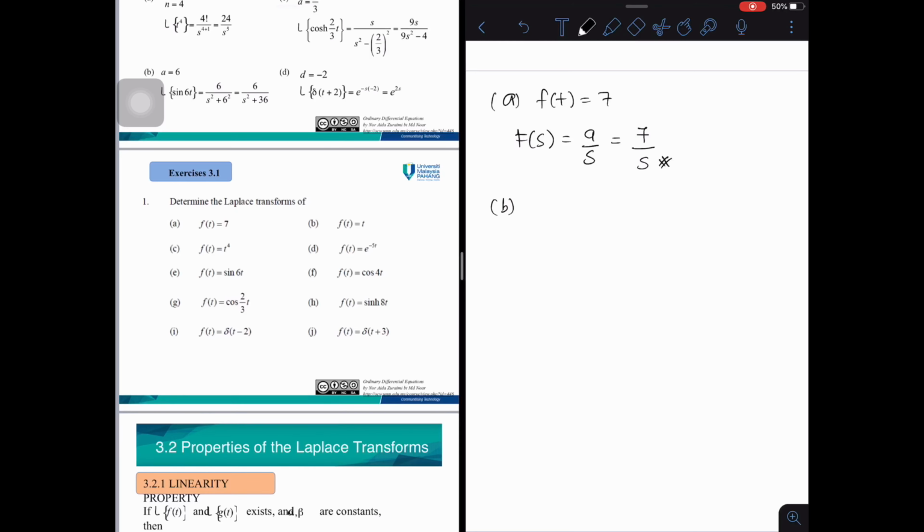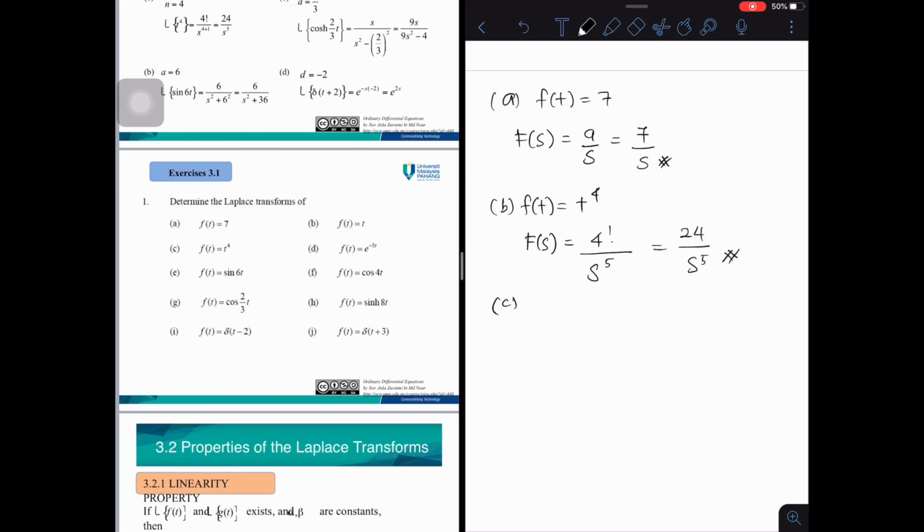For b, we have f(t) equal to t to the power of 4, which is a polynomial. From the table of Laplace transform, we know that to find the Laplace transform for a polynomial, we have the formula n factorial over s to the power of n plus 1. Now our n is equal to 4, so 4 plus 1 is 5. 4 factorial is equal to 24 over s to the power of 5. So this is the Laplace transformation. And remember, when you transform your function into a Laplace transformation equation, an algebraic function, you will only have the term s.